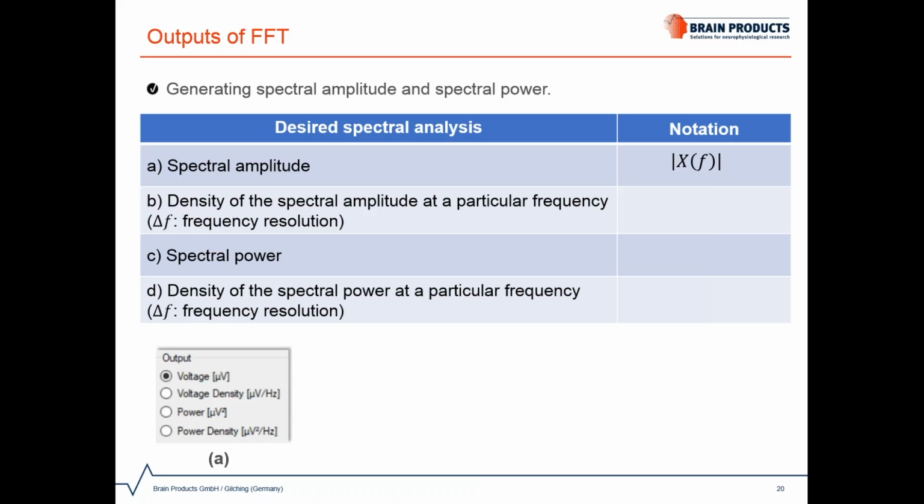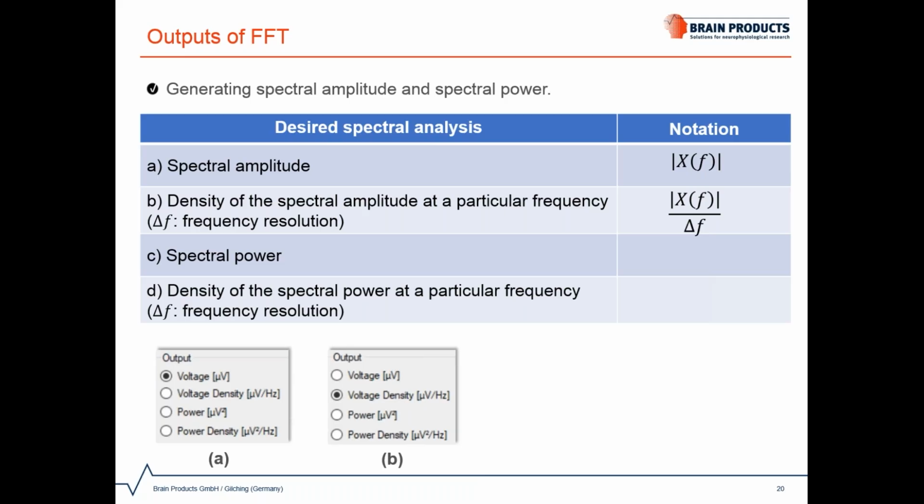And if your goal is to compare spectral amplitude distribution between two different signals, and let's say these two signals have different frequency resolution, then you can select the output option voltage density, which normalizes the spectral amplitude by the frequency resolution. This helps in minimizing the amplitude differences arising from different spectral resolutions.